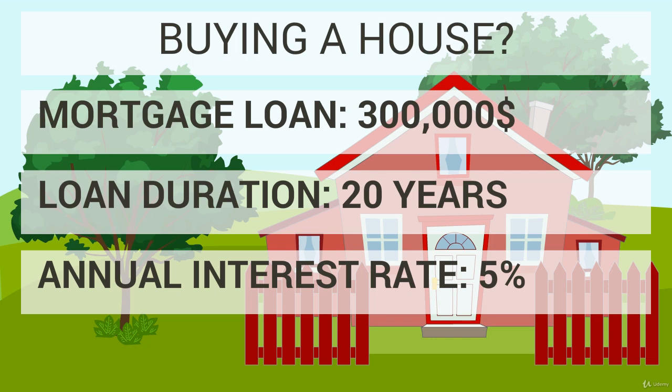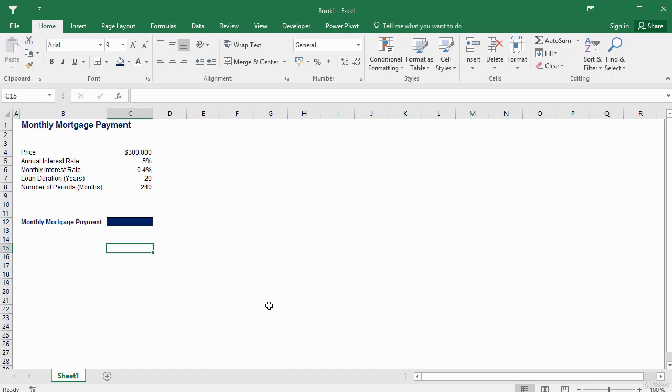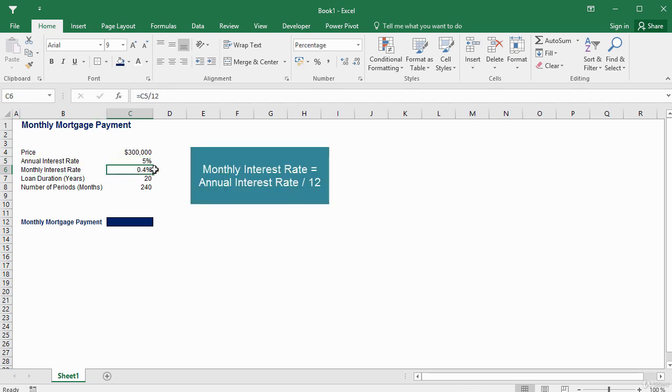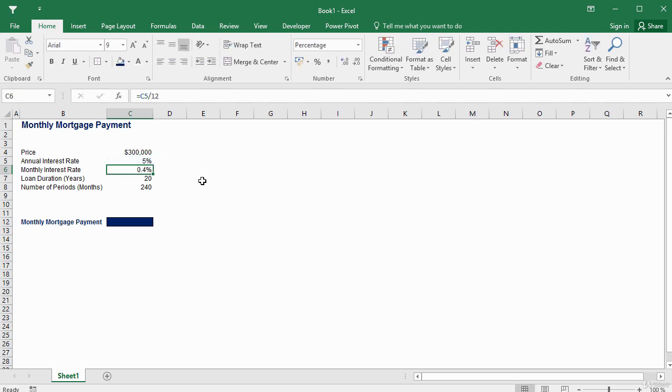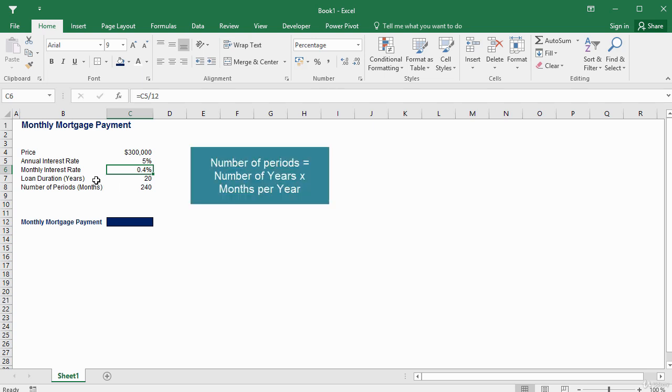Sounds like a difficult calculation. Excel makes it much easier. Okay, as you can see on this page, we have the inputs that are necessary for our calculation. We have the price of the house, $300,000, and an annual and a monthly interest rate. In order to obtain the monthly interest rate, we divided the annual interest rate by 12. This is done because the payments we will calculate are monthly. And then the number of periods is 240, given that 20 years contain 240 months.